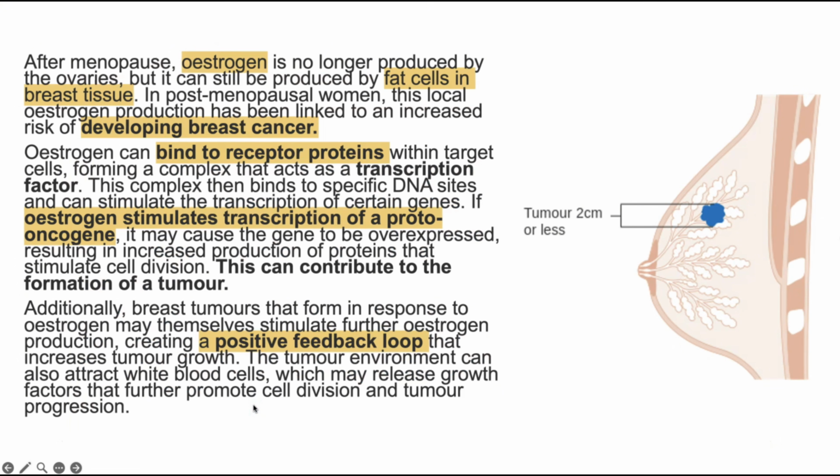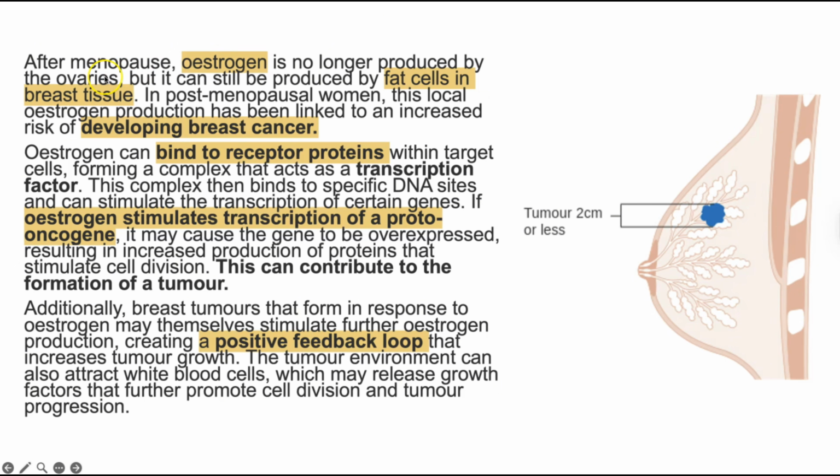Now, the link to estrogen is after menopause in females, estrogen is no longer produced by the ovaries. While the menstrual cycle is active before menopause, the ovaries are the main place that estrogen is produced.